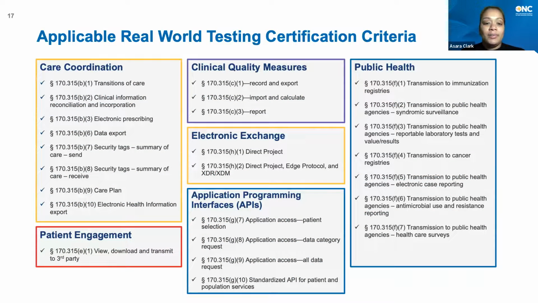All right, so as Tony promised, here are the applicable real-world testing criteria. I will not go through each of these criteria here, but just know that these are all of the data exchange and interoperability focused criteria. They have the care coordination, patient engagement, clinical quality measures, electronic exchange, application program interfaces, and public health criteria that are all subject to real-world testing. So if you have any of these criteria within the scope of your certification, you must conduct real-world testing. So hopefully you have been working with your ONC-ACB, as Rob drilled home earlier on in the presentation. Next slide, please.